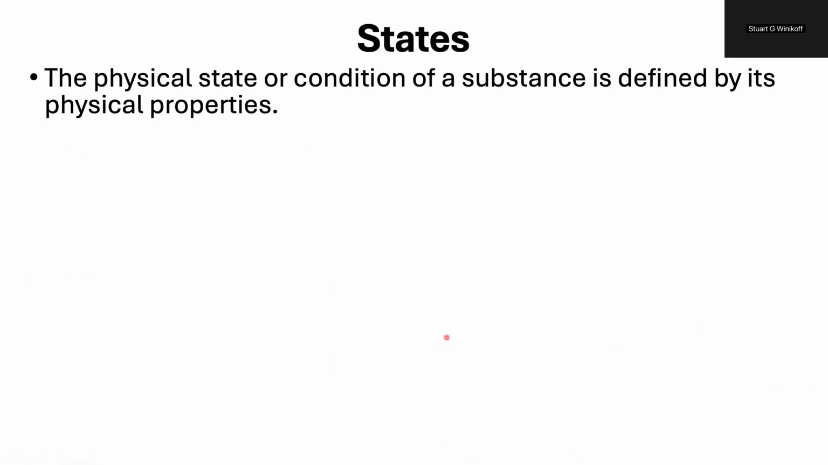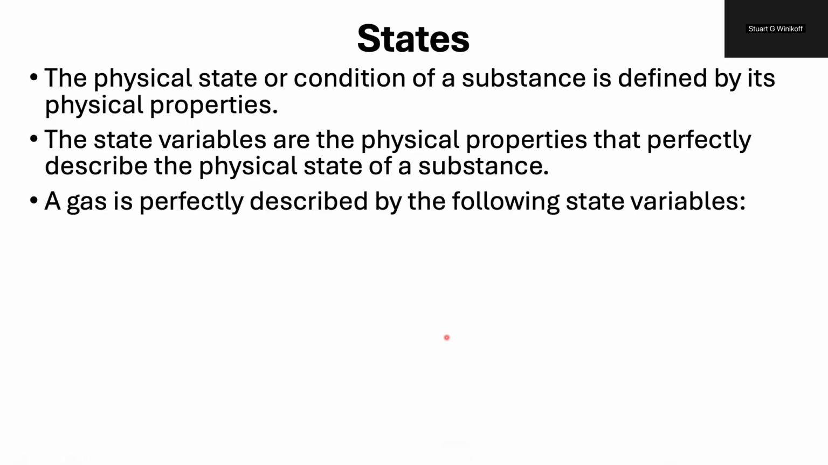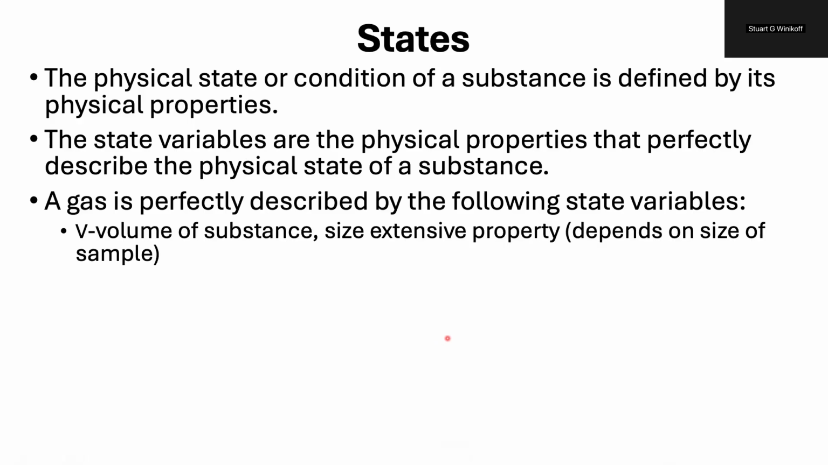So let's go back to this idea of the state of a substance. Right now, we're not going to quite get to reactions. We're going to first have to define just the substance on its own. And the condition or physical state of a substance is going to be defined by its properties. And so these state variables are going to be these physical properties we care about. If we know all of them, we can perfectly describe the physical state of a substance. So a gas is going to be described by the state variables we've seen so far.